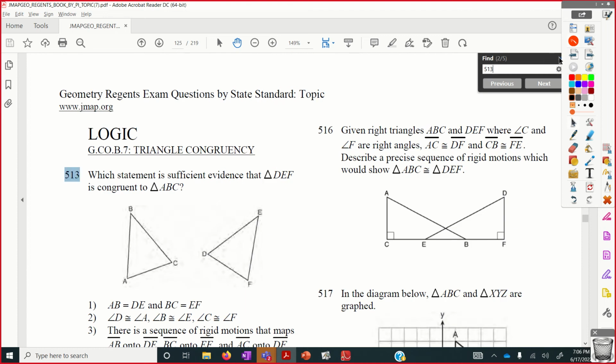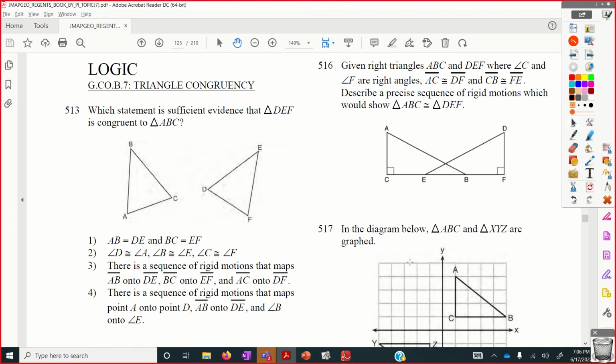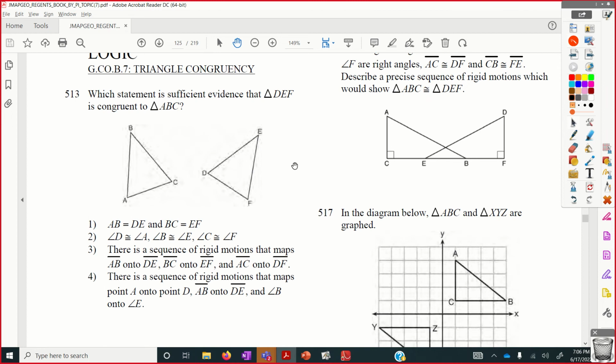Okay, which statement is sufficient evidence that the triangles are congruent? Just label as you go here. So A, B, K, D, E, B, C, E, F. There's only 2 sets of sides. We don't have enough. We need 3 sides or the included angle. So that's not going to work.